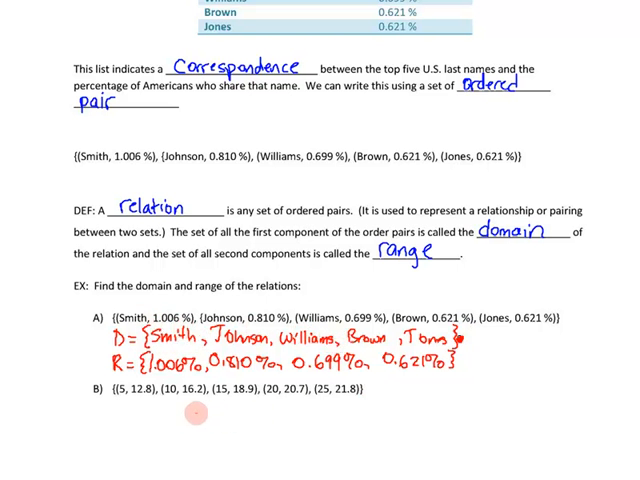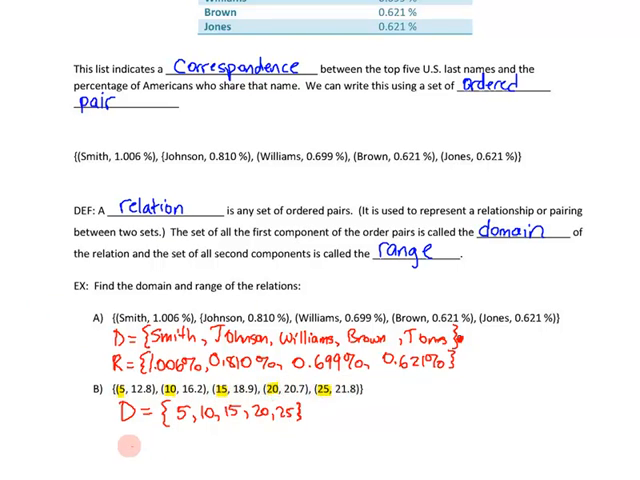What about for this second problem? What is the domain of that set? Alright, so the domain is what we will get by taking the first elements out of each of those ordered pairs. I'll use D for domain, and I'm just going to use roster notation, meaning list out the elements. I get 5, 10, 15, 20, and 25. Again, those are coming from here, here, here, here, and here.